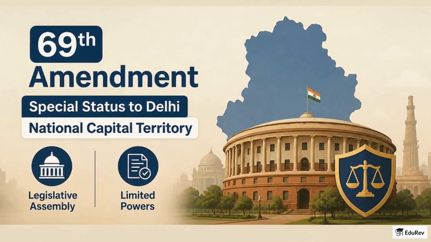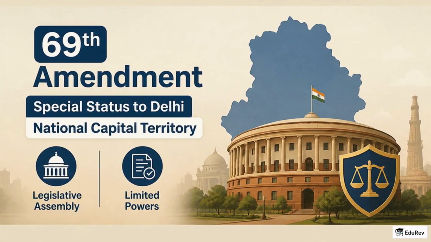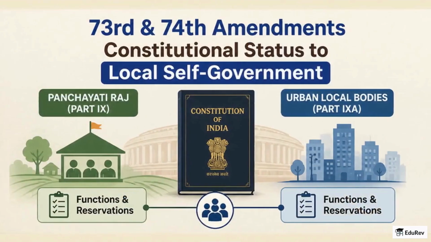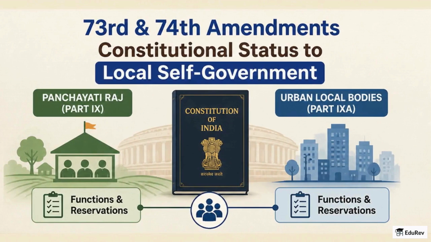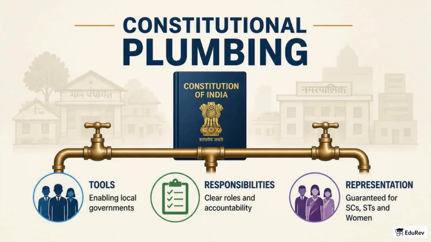The 69th granted Delhi a special status as the National Capital Territory with a legislative assembly and limited powers. The 73rd and 74th Amendments gave constitutional status to Panchayati Raj and urban local bodies, setting up Part 9 and Part 9A with schedules for functions and reservations. Think of these as constitutional plumbing, giving local governments tools, responsibilities, and guaranteed representation for SCs, STs, and women.